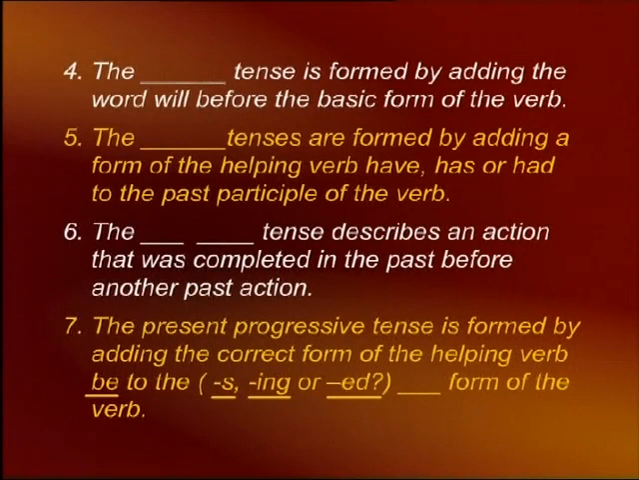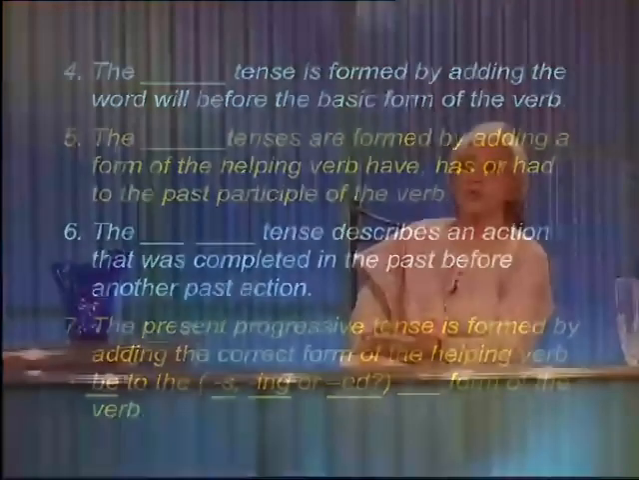The past perfect tense describes an action that was completed in the past before another past action. And the last one, the present progressive tense, is formed by adding the correct form of the helping verb be to the S form of the verb, or the ing form of the verb, or the ed form of the verb. Which one is it? We are talking about the present progressive tense, so it has to be the ing form. Now that was a review of the lesson so far.